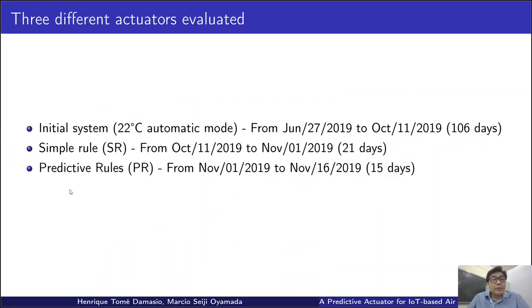3 different actuators were evaluated in this work. The first one was the standard automatic mode of the air conditioner unit. This mode was monitored for 106 days. And we also tested a simple rules actuator based on the time of day and the day of the week, and a predictive rules actuator.